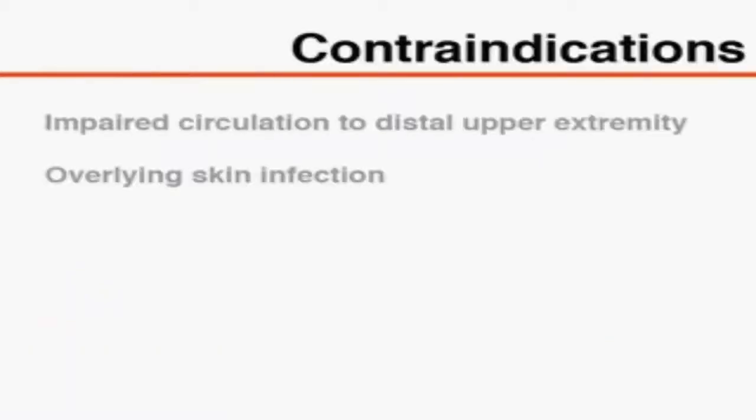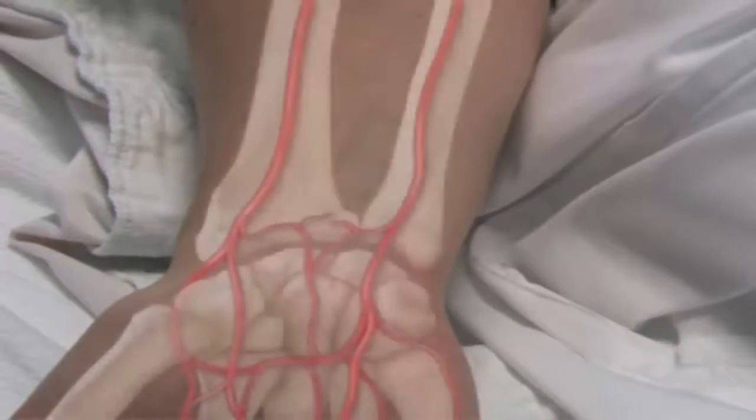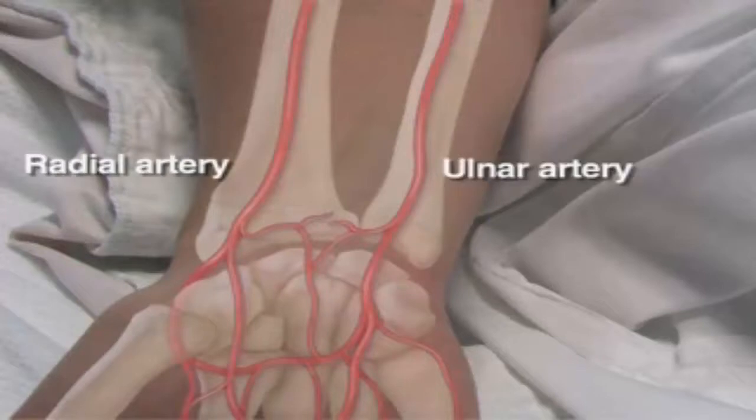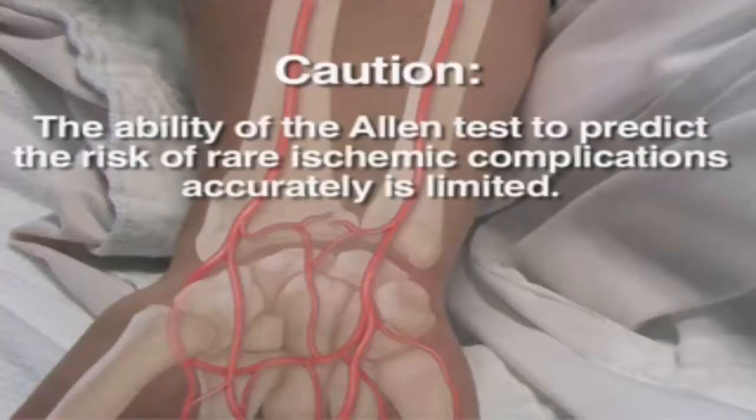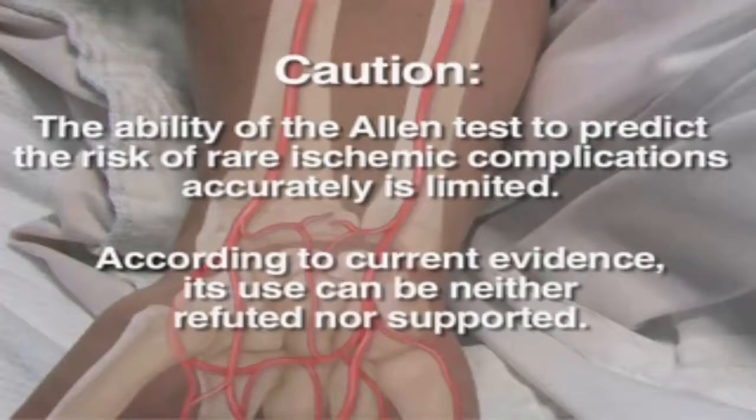Radial arterial puncture is contraindicated in the presence of a known deficiency of collateral circulation to the distal upper extremity. Some physicians advocate for the use of the modified Allen test to assess the adequacy of collateral circulation of the radial artery by the ulnar artery. The Allen test is controversial, however, in that its ability to predict the risk of rare ischemic complications accurately is limited. Thus, based on current evidence, its use can be neither refuted nor supported.